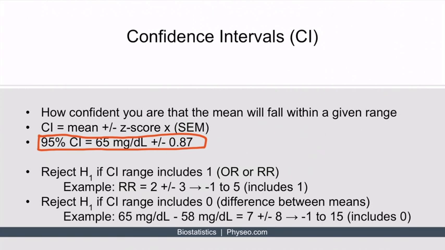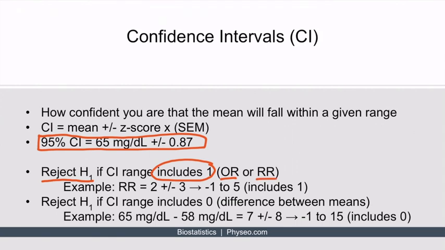Now there are 2 final facts you need to keep in mind regarding confidence intervals moving forward. So there are 2 specific situations in which you need to reject the alternative hypothesis. And these are pretty unique situations. In the first unique situation in which you may need to reject the alternative hypothesis is if the confidence interval includes 1. And this is only applicable when you are dealing with odds ratio or relative risk.